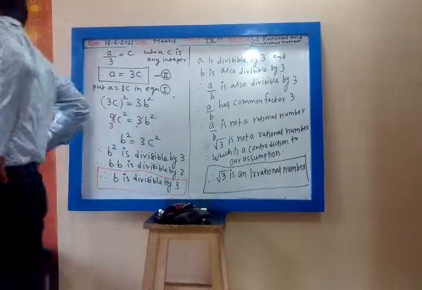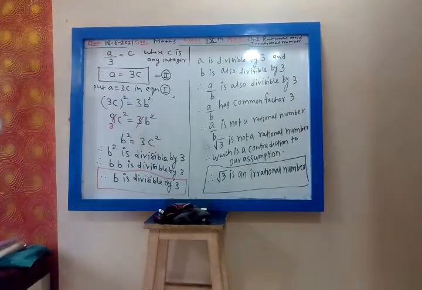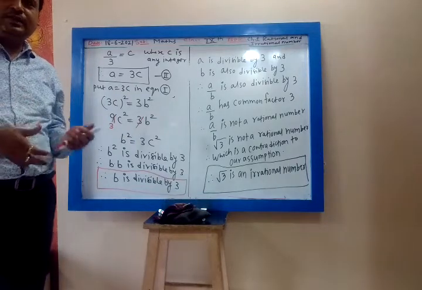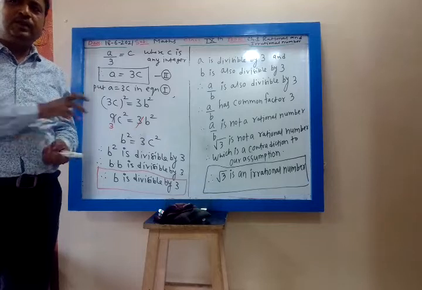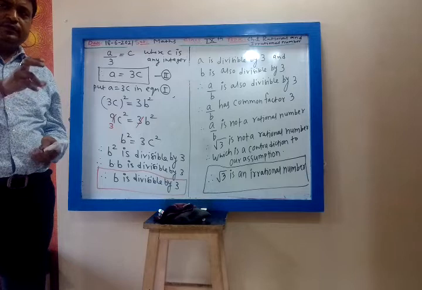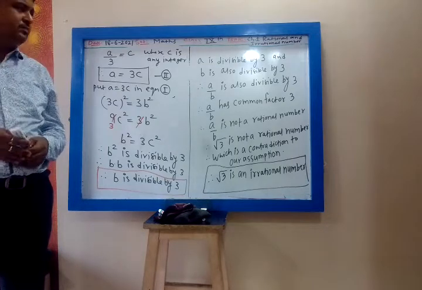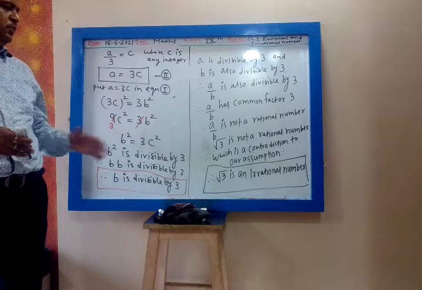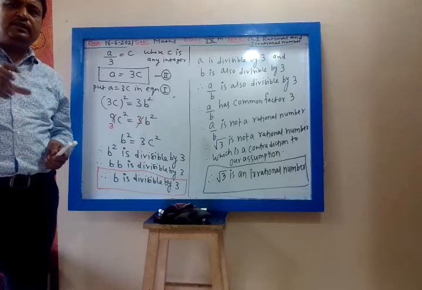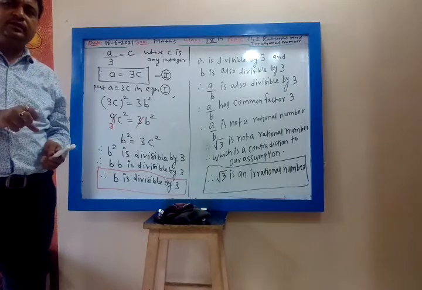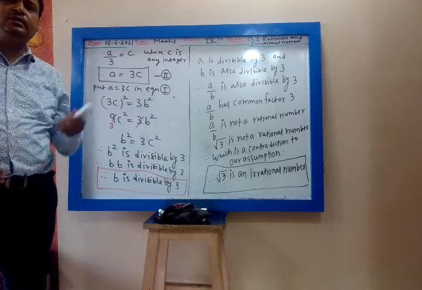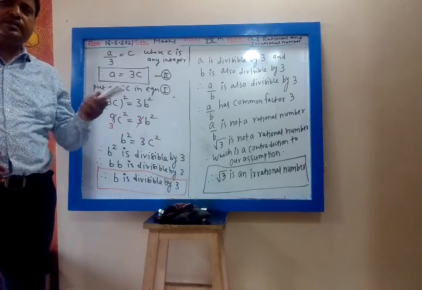So this type of thing is required because you are in 9th standard. Don't always expect you will come across multiplication and division only. You will come across this type of proof also, where you have to use the method of contradiction. So root 3 is an irrational number. If you want to prove that a number is irrational using the method of contradiction, you will make a wrong assumption that root 3 is rational.